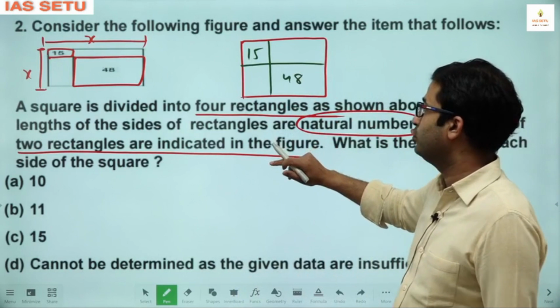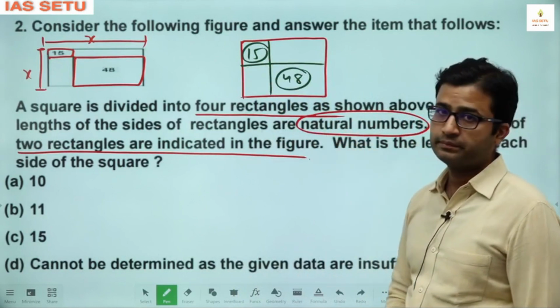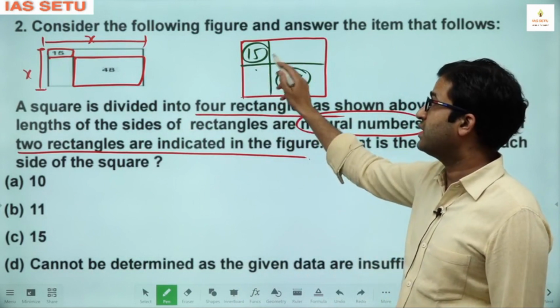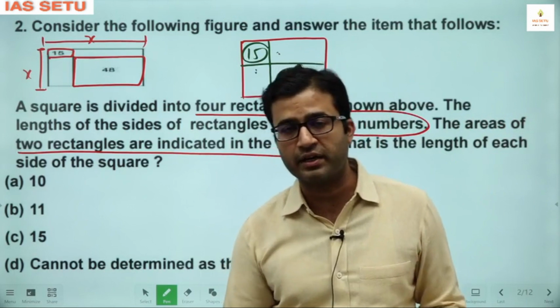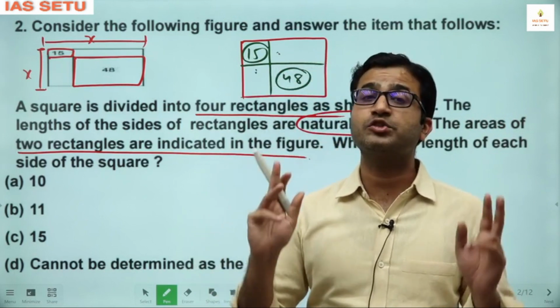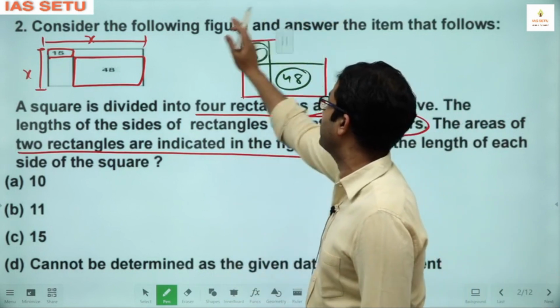So now what we will do? We work on this 15 and we work on this 48. See here, these are natural numbers. So we have to divide 15 in such a manner, product of 2 numbers, and these 2 numbers have to be natural numbers. So we have to make factors of 15 and 48.